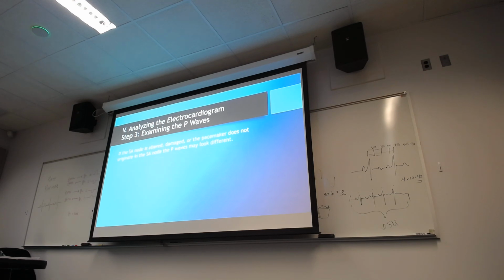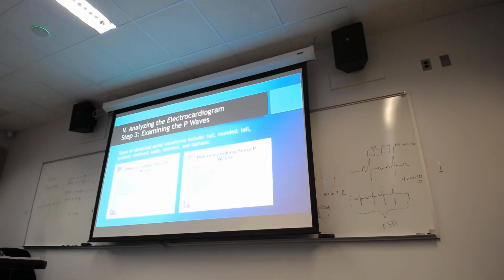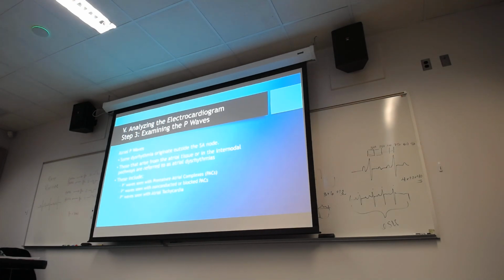These are some different looking P waves based on all of the things that we talked about before. Leads could not be in the right place. You could have hair or sweat or whatever creating artifact. And then we have atrial P waves with a dysrhythmia, which can include P waves in a PAC, or P waves that are blocked by something else, or P waves with atrial tachycardia. Those are all irregular looking P waves.